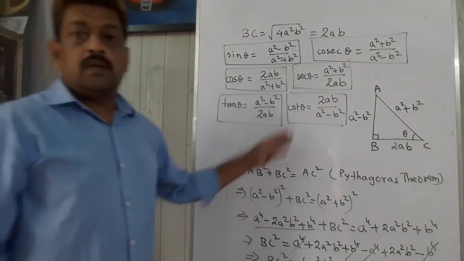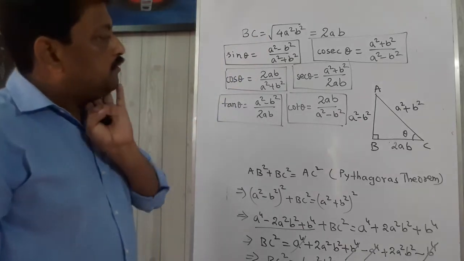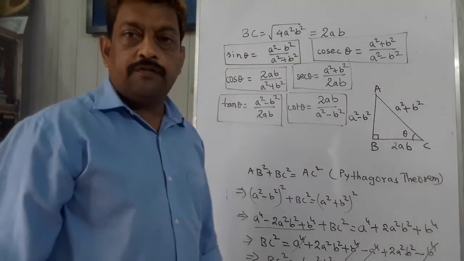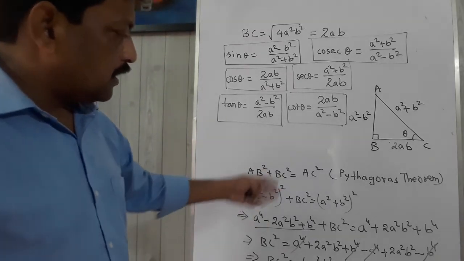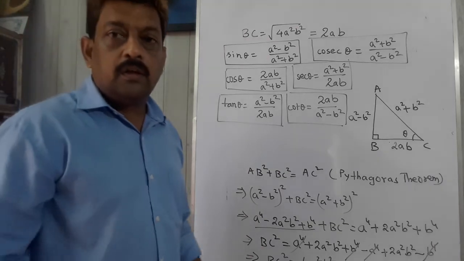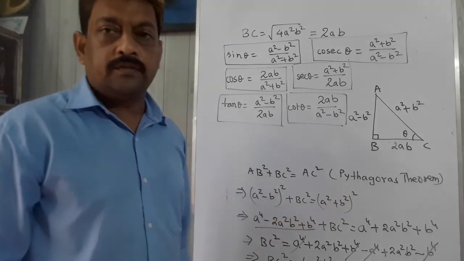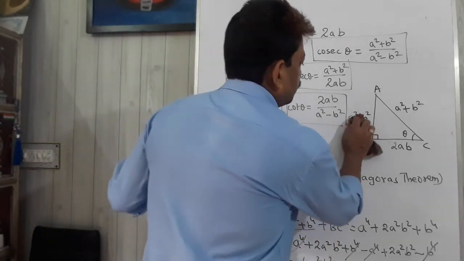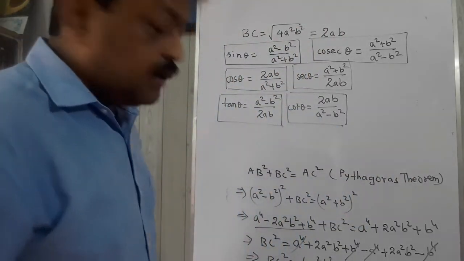So these are the values of all the trigonometric ratios. So go through it, just see how it is done. We have followed the basic concept of algebraic identities also, a minus b whole square and a plus b whole square, and the sum is done. Okay. So let us solve one more problem.